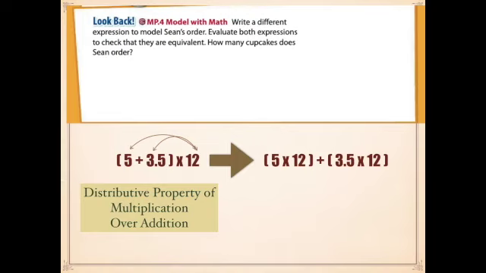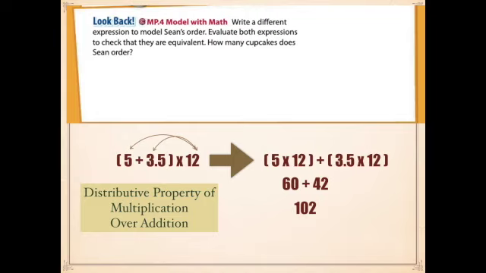So what will be the value of this numerical expression? 5 times 12 is 60 plus 42, because that is the product of 3.5 times 12. So what will be the answer? It is 102. So we have the same value as the numerical expression that we solved a while ago.